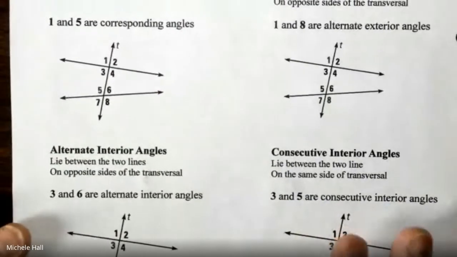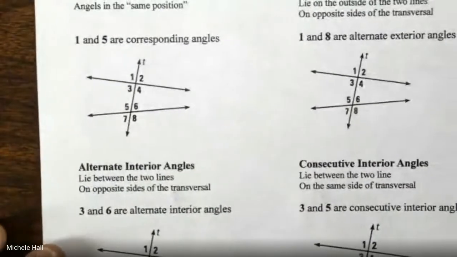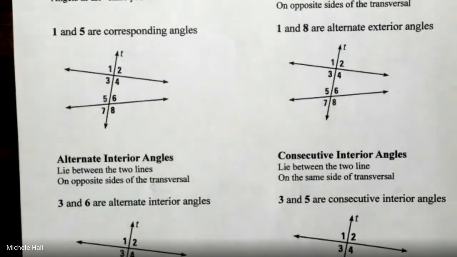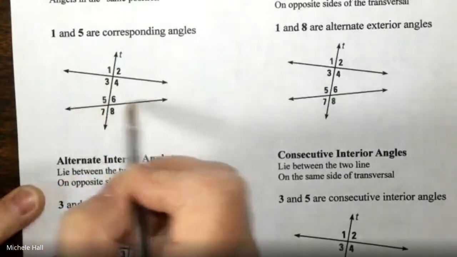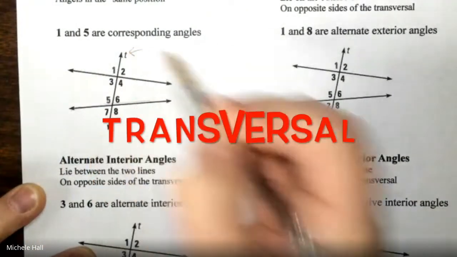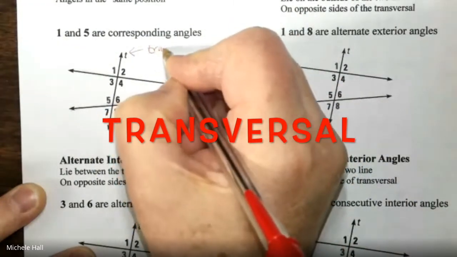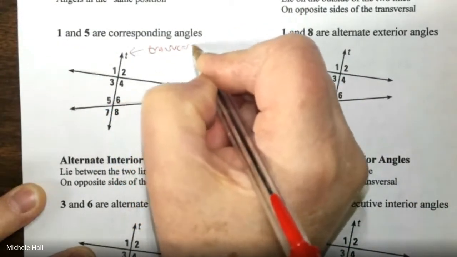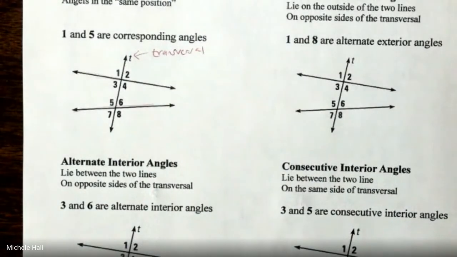Angles that are formed by a transversal. So the transversal, I have these two lines right here. Okay. And then notice it says T right there. That's the transversal. One line called a transversal is intersecting two other lines.